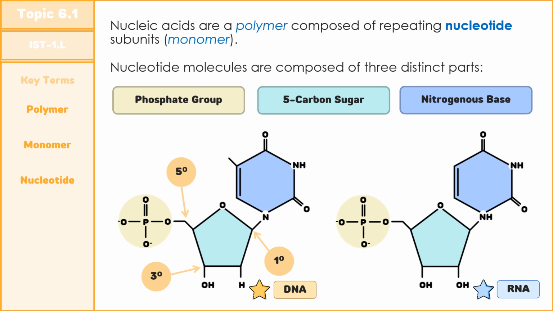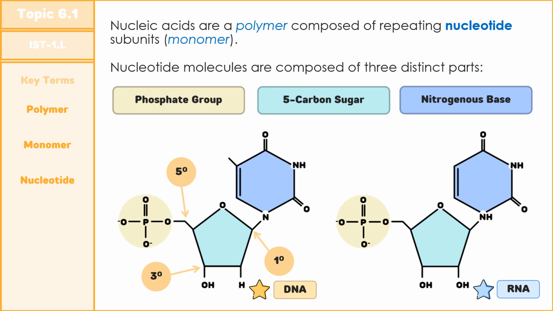Now, nucleotides themselves are composed of three basic parts. We have a 5-carbon sugar, or a pentose sugar, that is attached to a phosphate group and to a nitrogenous base. Now, here's where we get our first distinction between DNA and RNA. You'll notice one major difference between our DNA and our RNA sugars, and that is that our DNA has one less oxygen attached to its pentose sugar compared to RNA.